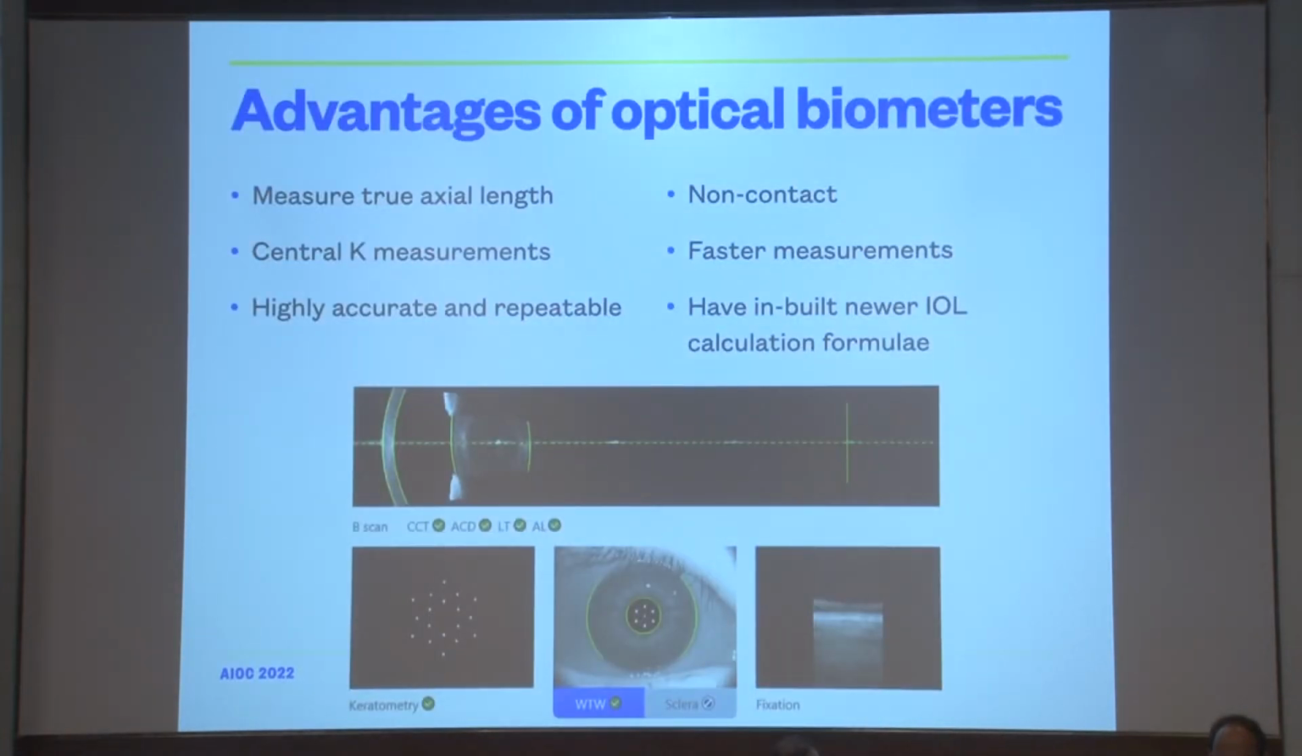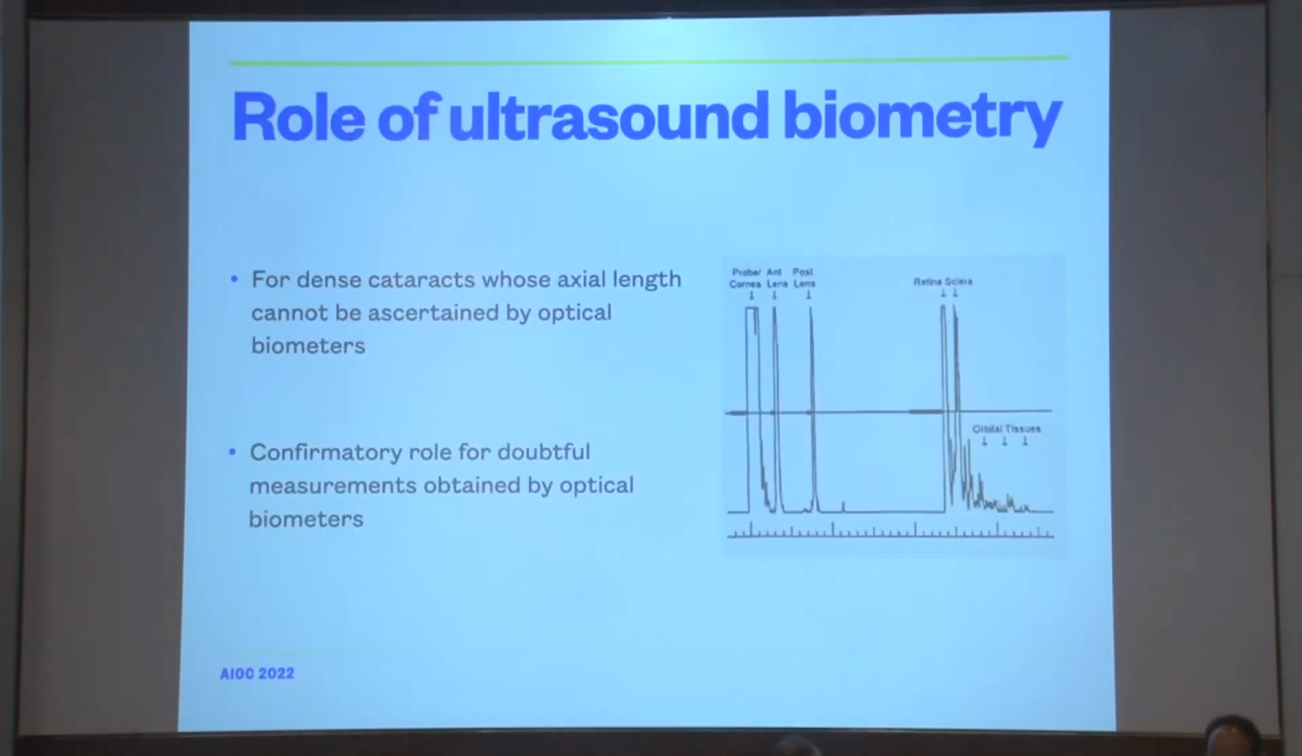So the advantages of these optical biometers are they measure the true axial length, they give us the central K measurements, they are highly accurate and repeatable, and they are non-contact. They have faster measurements so that the patient eye fatigue time is less, and some of them have inbuilt newer IOL calculation formulae as well.